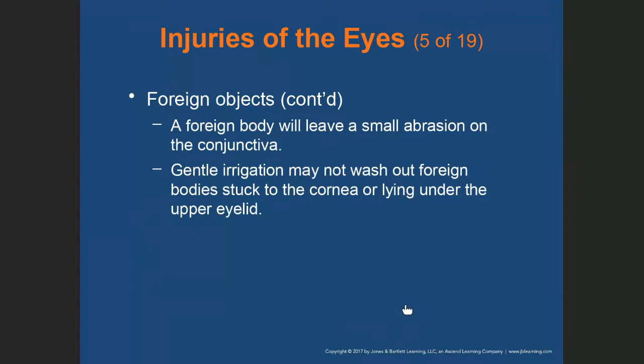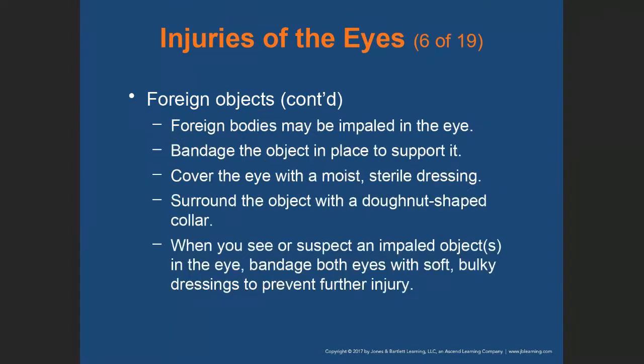A foreign body will leave a small abrasion on the conjunctiva. Gentle irrigation may not wash out foreign bodies stuck to the cornea or lying under the upper eyelid. So we may have to use a Q-tip, wet that with some saline and try to get the object out.